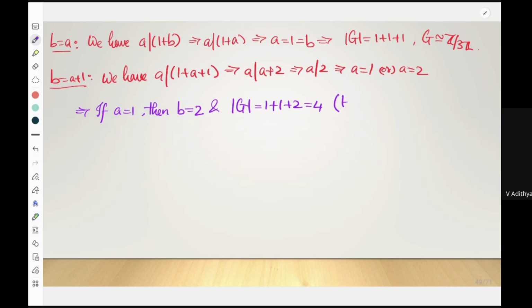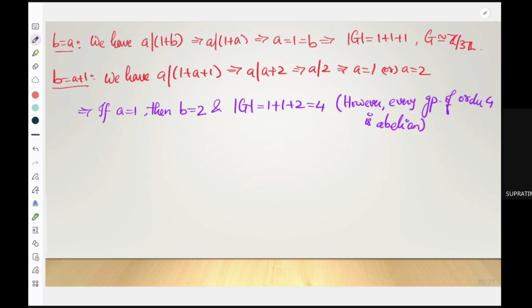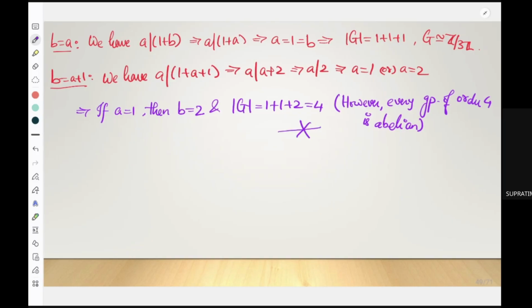However, every group of order 4 is abelian. So this gives us a contradiction, because you cannot have 1 plus 1 plus 2. For any group of order 4, it will be 1 plus 1 plus 1 plus 1. So this is not possible.